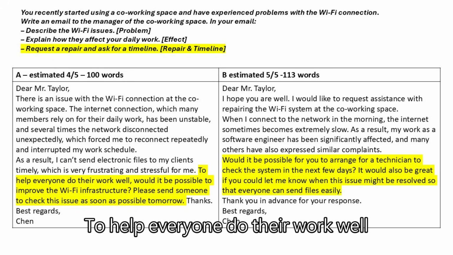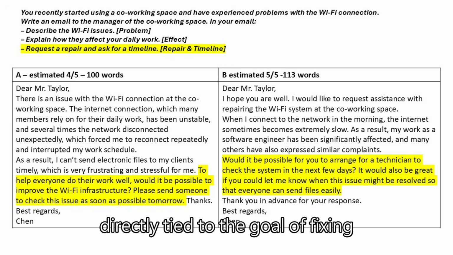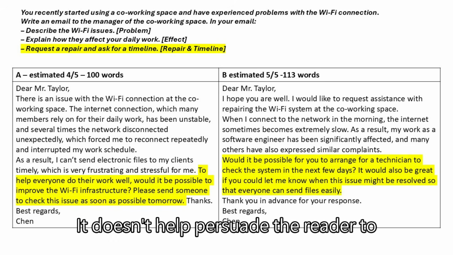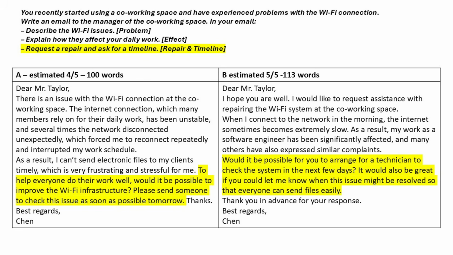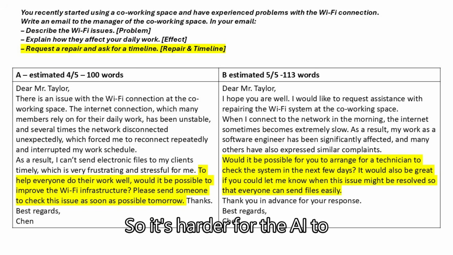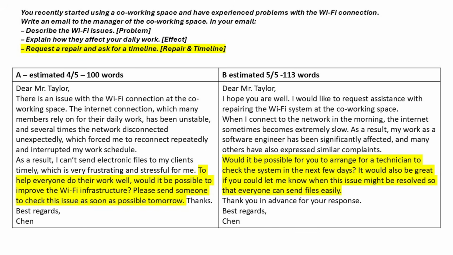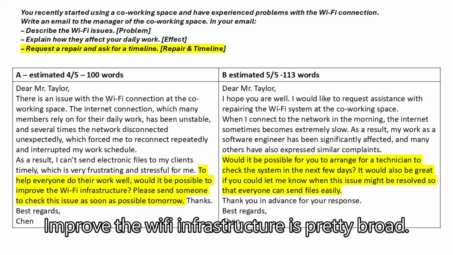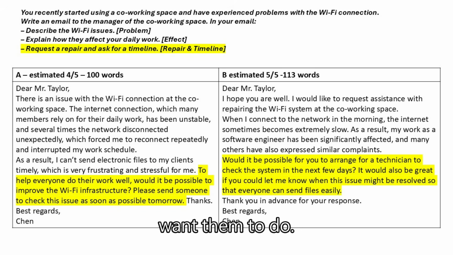To help everyone do their work well is a little bit vague and not directly tied to the goal of fixing the internet. It doesn't help persuade the reader to fix the internet that well. Okay. So it's harder for the AI to judge that this sentence is strongly contributing to the task. And plus, the action is not very specific. Improve the Wi-Fi infrastructure is pretty broad.